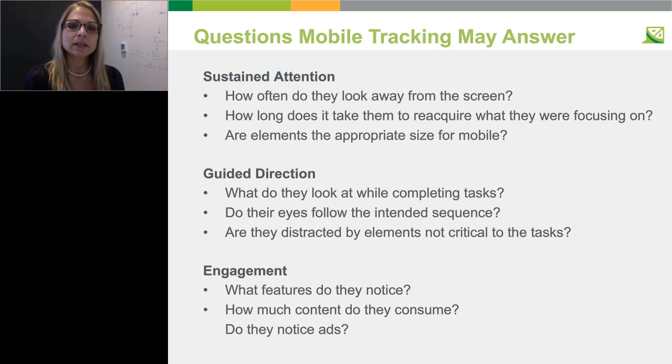Things like guided direction. So where do people look while they complete tasks? This is one of the most common things that we assess when we are using eye tracking in our studies. Do eyes follow the intended sequence? So oftentimes designers will say, this is what people are supposed to do. So then we put it into the user's hands and see if they do it the way the designers and developers have intended. Are people distracted by elements that aren't critical to the task?